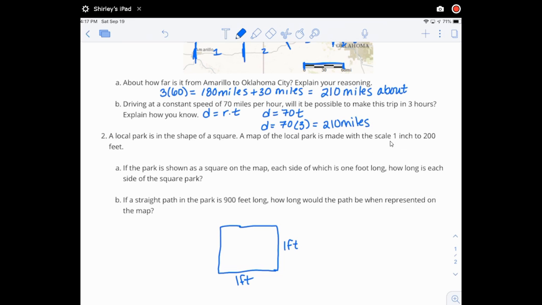However, I have to pay attention to the fact that my scale is given to me in inches. So if the information I know in my scale image is in inches, I want to convert this into inches. So I don't really want to talk about it as being 1 foot. I'm going to say that that's 12 inches. So now I need to know how long is each side of the square park. So 1 inch is equal to 200 feet.